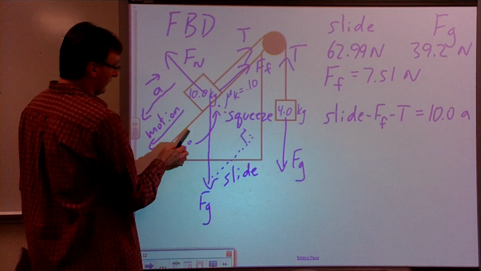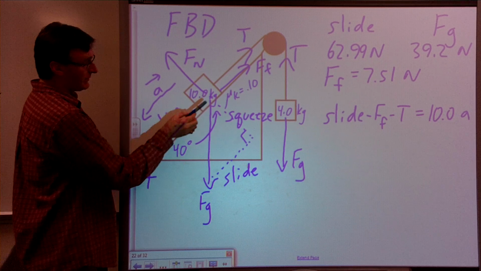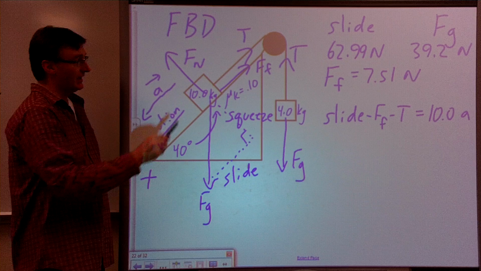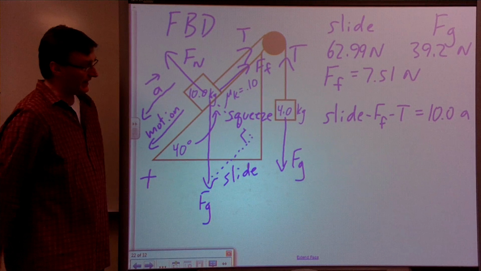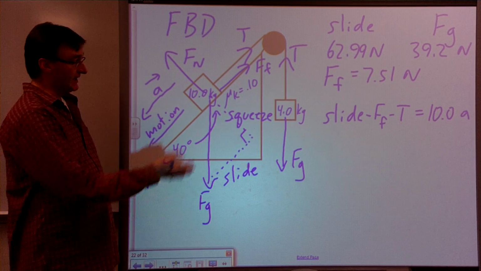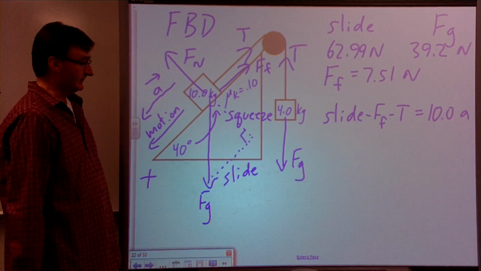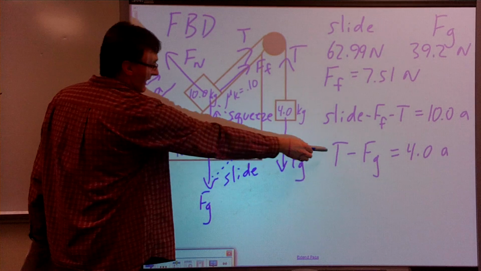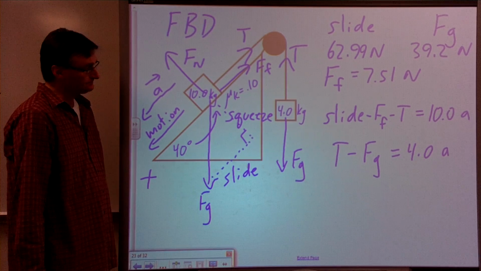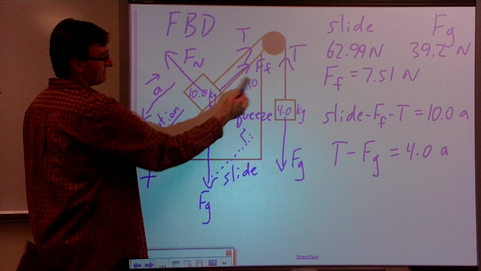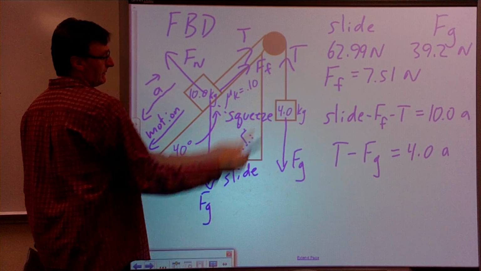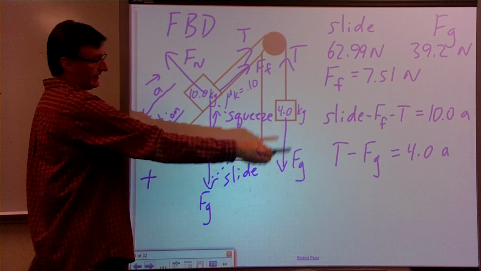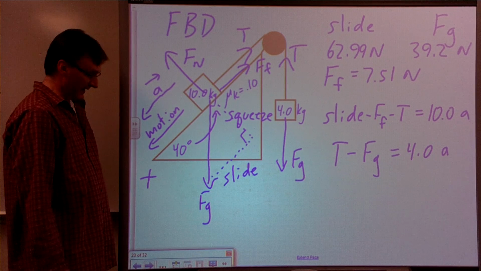And so the forces on this object then, we have a slide force in this direction, we have friction in the other direction, and we have tension in the other direction, and that has to equal 10.0 times the acceleration of the system. Now let's get our other object here, and we'll get its force equation. So again, this direction is positive, so tension will be positive here, and force of gravity on here will be negative, and that has to equal 4.0 A.